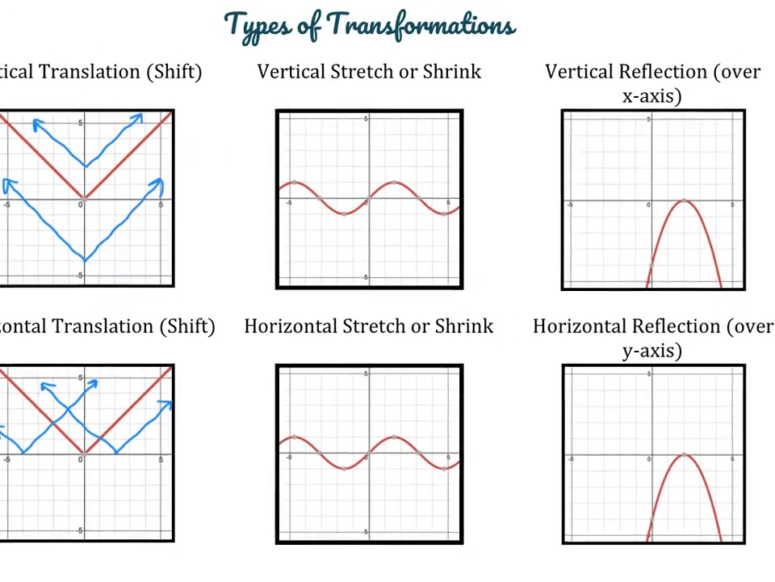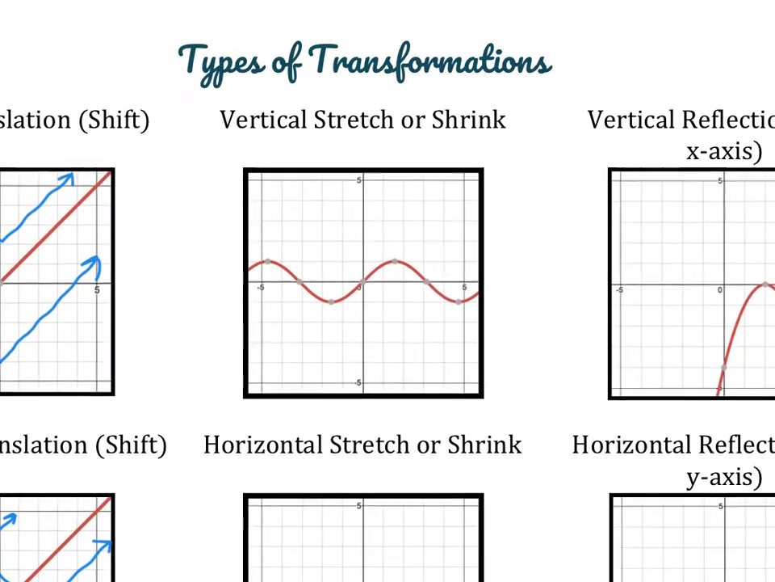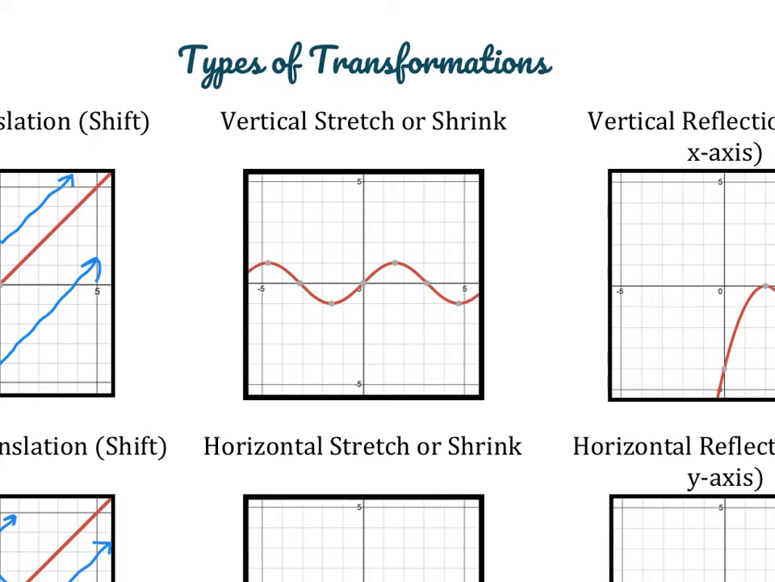The next type of transformation is called a stretch or a shrink. So you can have, again, a vertical stretch or shrink or a horizontal stretch or shrink. So for a stretch or shrink that is vertical, imagine that you take your hands and you're holding the graph on the top and the bottom, and then you start pulling your hands apart from each other. This would be a vertical stretch. You're stretching it up and down, and you might get something that looks like this.